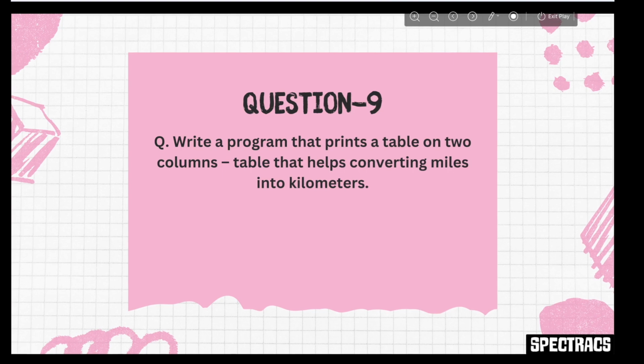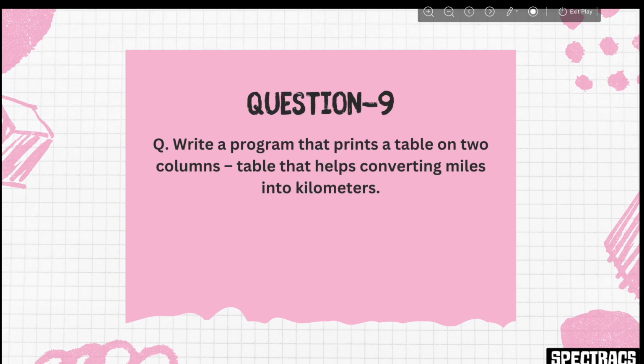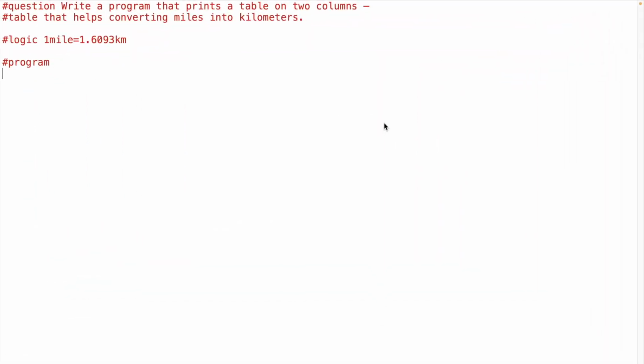Write a program that prints a table of 2 columns that helps converting miles into kilometers. So in this question they're asking us to convert miles into kilometers and display it in a table. Let us see how to do that. First, let us print the 2 column headers. So print, the first will be miles \t, so that there is a tab, then we're going to use \t here, and then kilometer.